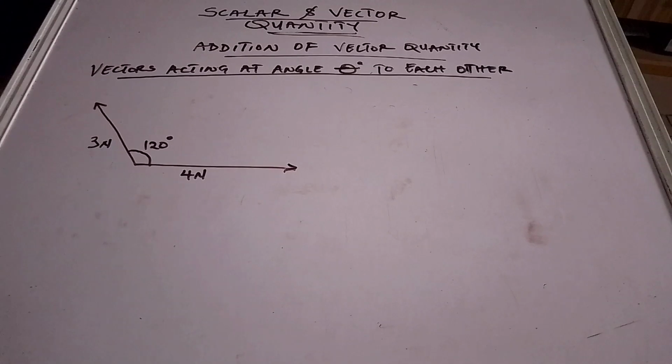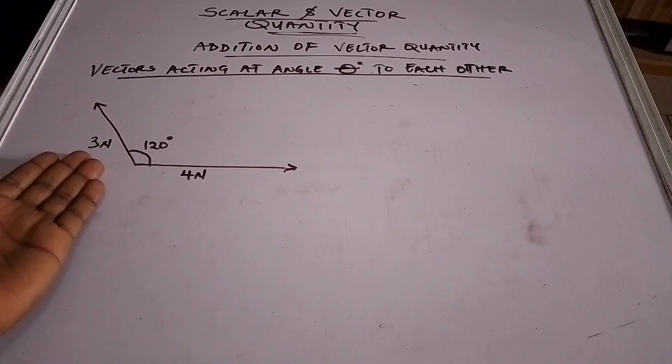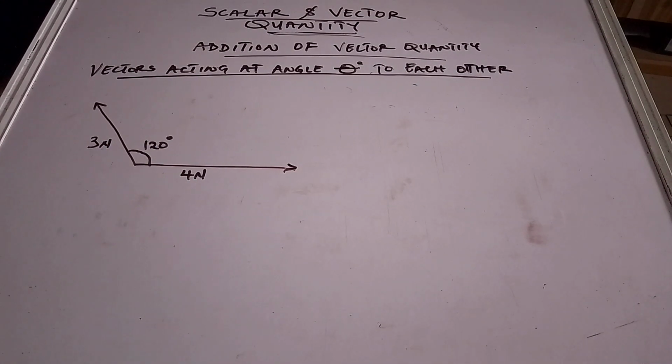Alright, let's find the resultant of these two vectors F1 and F2, 3 Newton and 4 Newton, that are acting at 120 degrees to each other. The previous one we did was when they are acting at 60 degrees to each other, which is acute. If you want to go over that video, I will drop it in the description link. Make sure you go and watch that video to get a better understanding of what we are doing now.